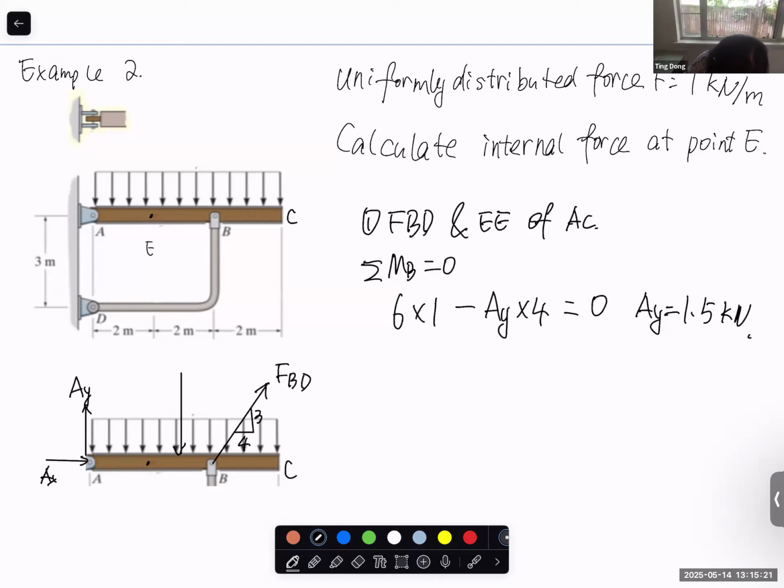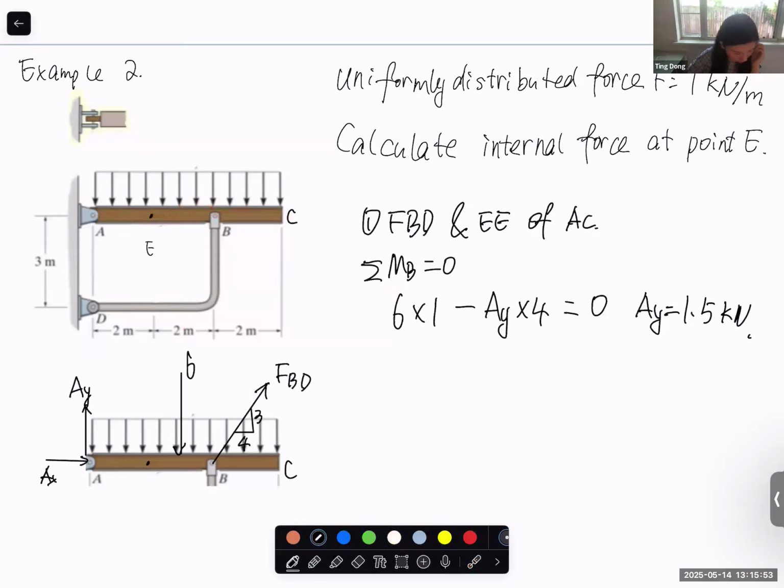this is 6, right? It should be at the center, at the middle point of AC section. Applied at the middle point of AC section. Make sense or not? Because it's uniform distributive force, it should be applied at the middle, in the center. And this middle point, 3 on this side, 3 on this side. So the CB, no, this is another point. That is E. Oh, no, it's not. A, B, C, D, E.